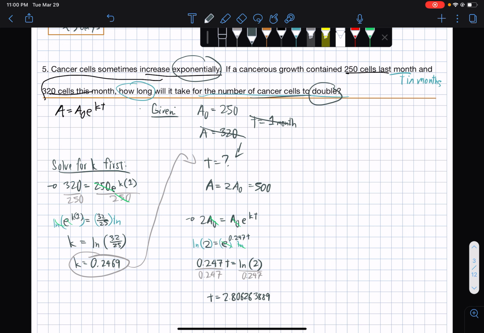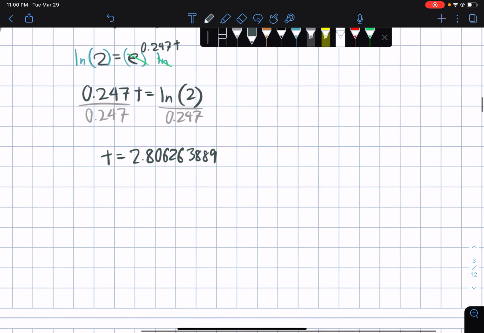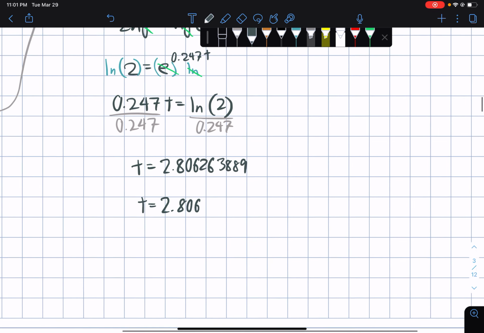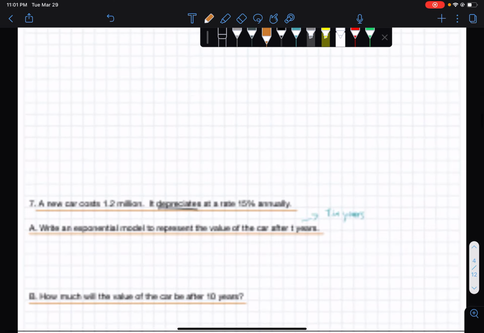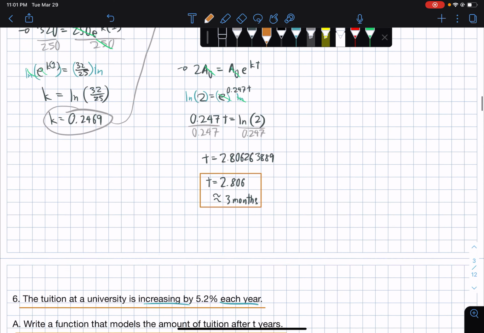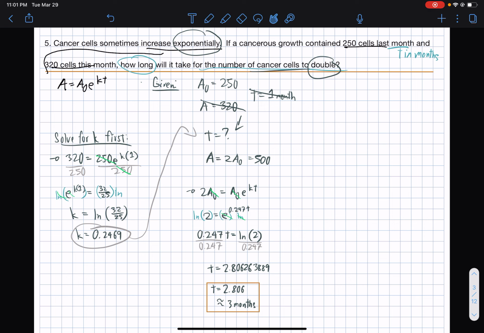Let's continue. So the next step is we'll be rounding off our value. So t is equal to 2.8063, or basically 2.806. I'm sorry for that. Or approximately 3 months, almost 3 months. It would take almost 3 months for the number of cancer cells to double.